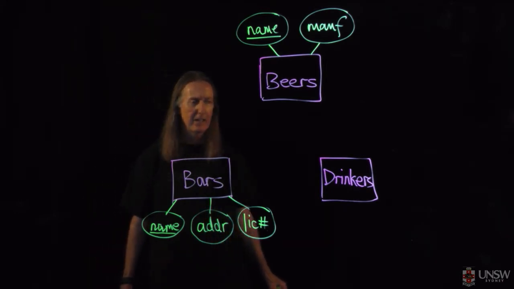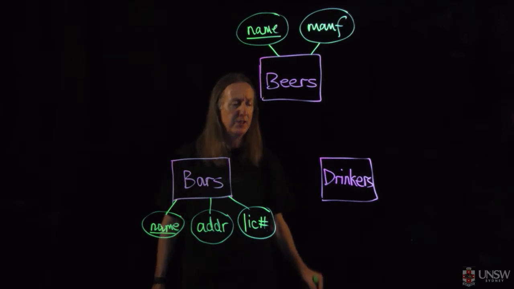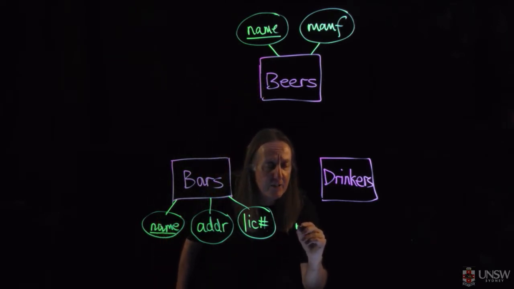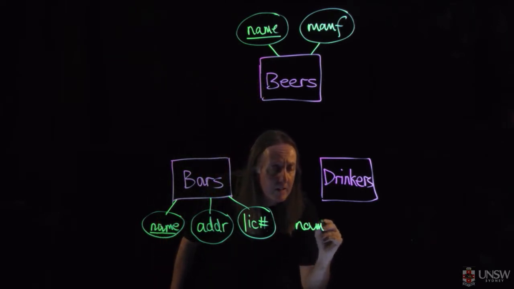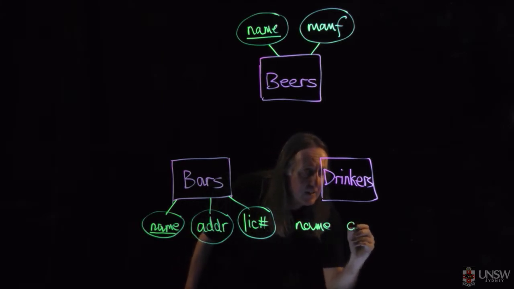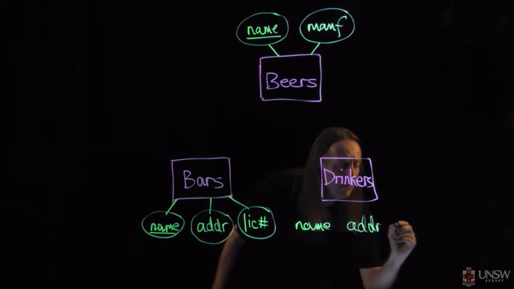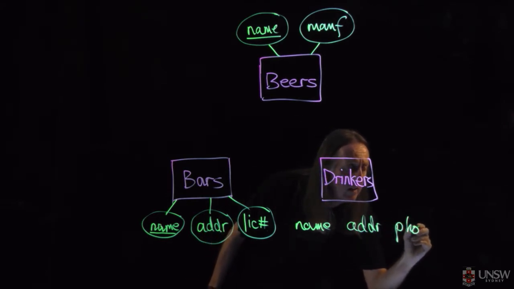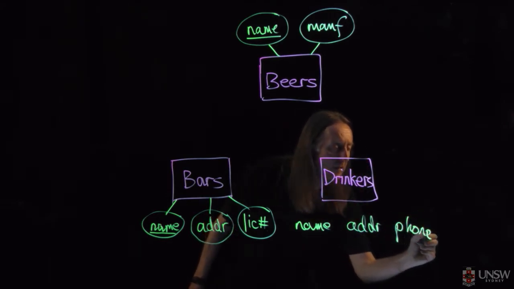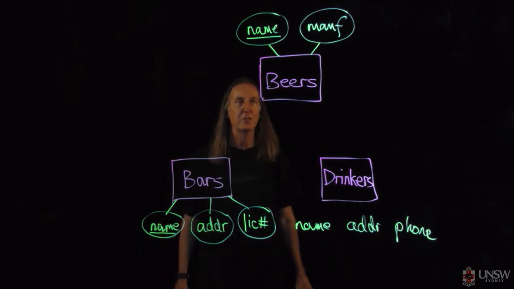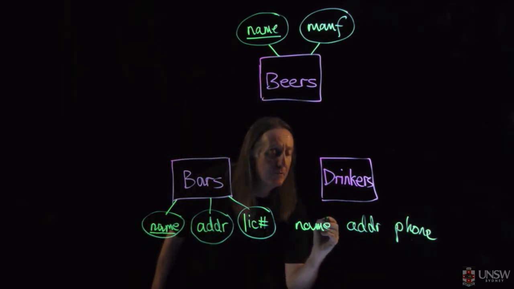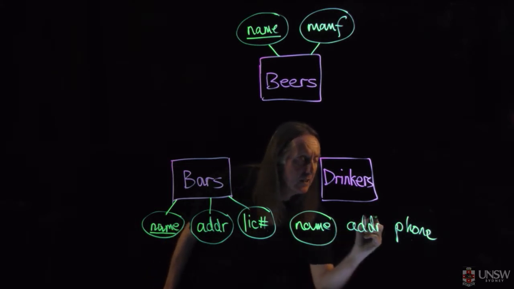Okay, turning our attention to drinkers. Well, once again, drinkers have a name, drinkers have an address, and drinkers have a phone number. And that will give us three attributes for the drinkers entity.